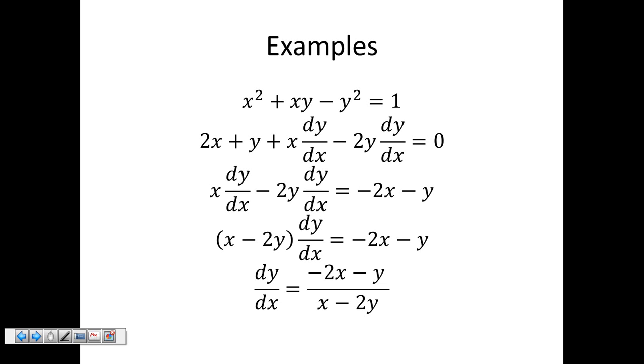Now, this derivative means the exact same thing that the derivative always means. Remember that the derivative is a fancy word for the slope. So, I can use this for anything that I normally would have.